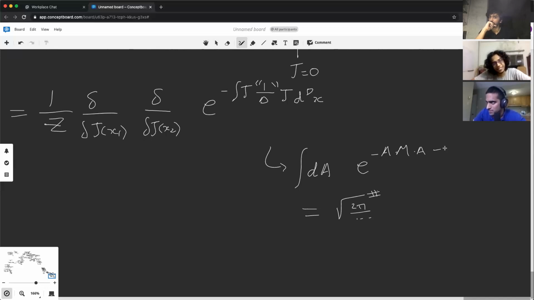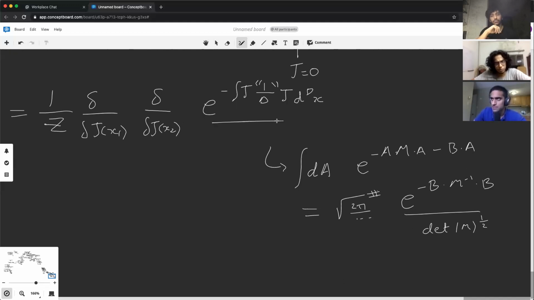Sorry, there's the B dot A here. Then I get minus B dot M inverse dot B over the determinant of M. So that means that there's also going to be the determinant of this operator here. But I don't care about it too much. But actually, would they even be the determinant?